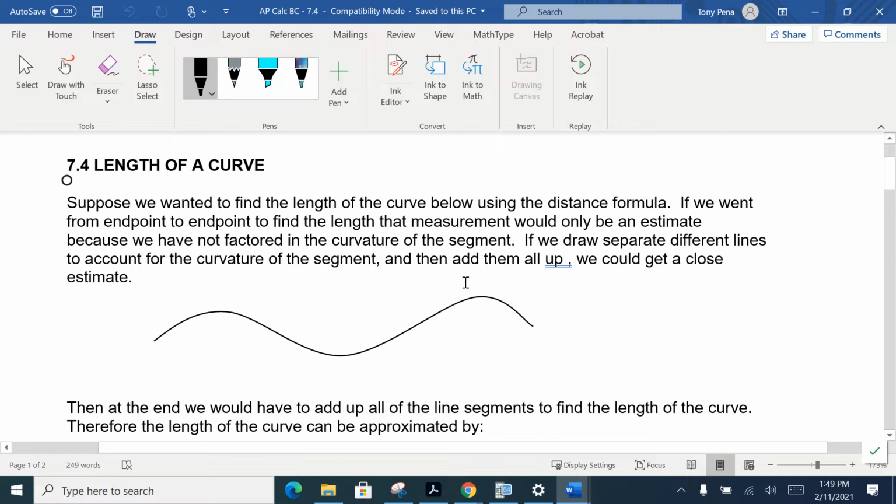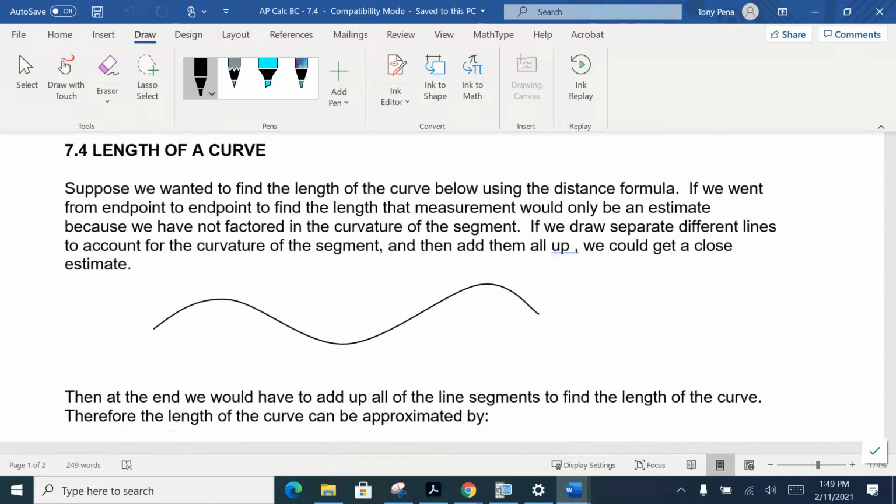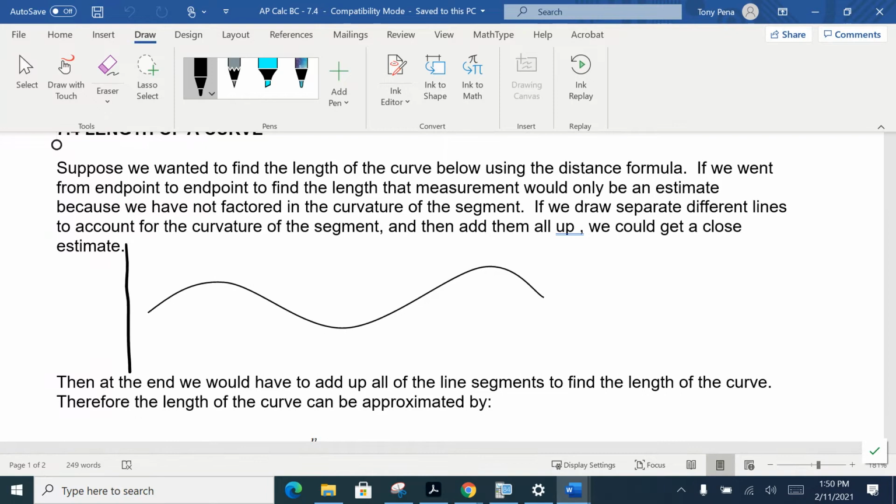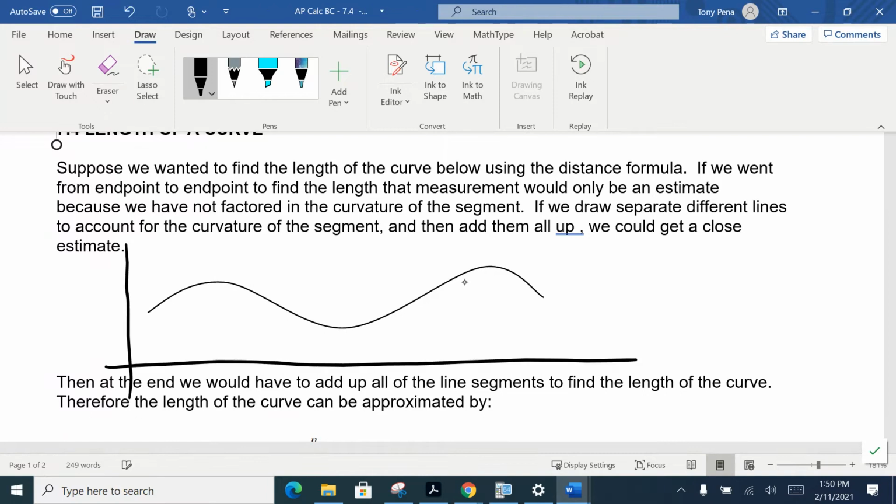You can see in terms of what it's dealing with, the idea of finding the length of a curve. So what I have in words is basically, let's say we wanted to find the length of this curve. So I'm going to draw this on a little XY plane.